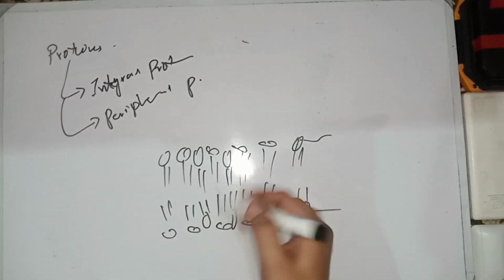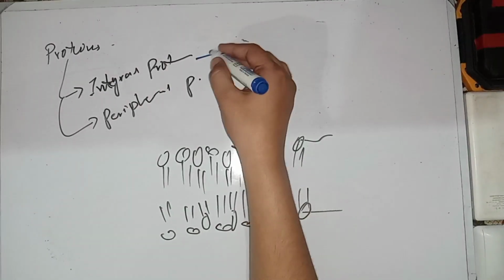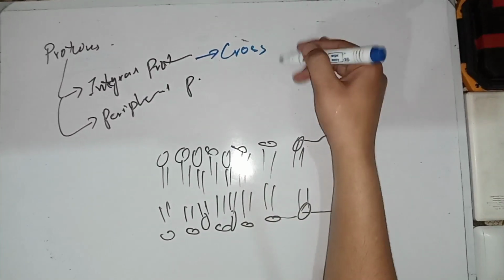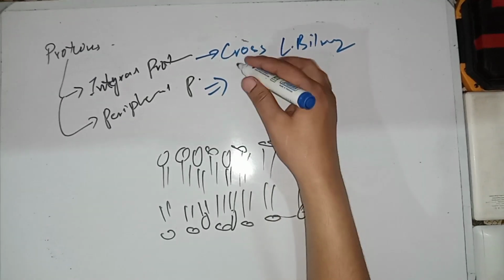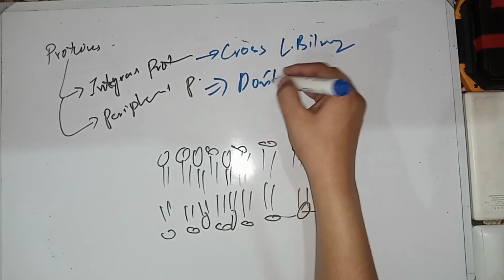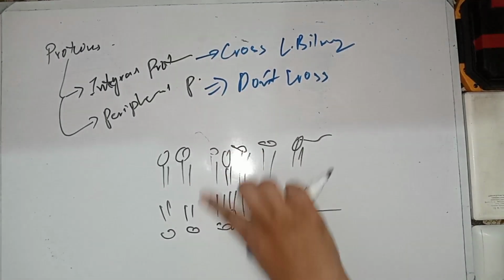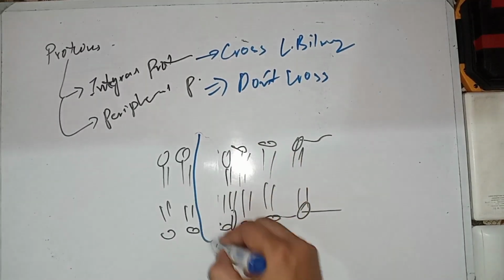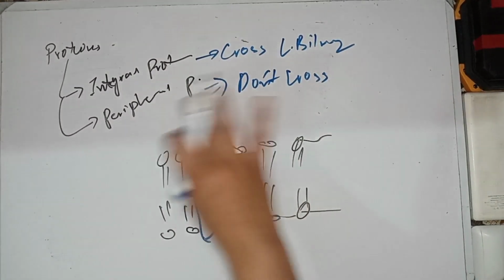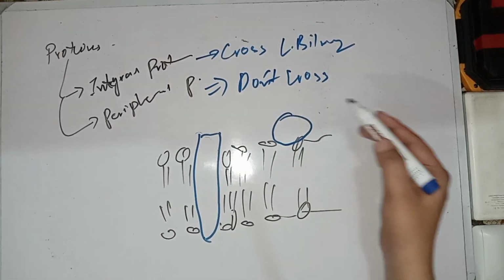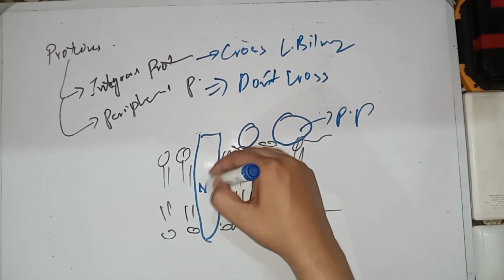So what are integral proteins? Integral proteins are those which cross the membrane lipid bilayer. However, peripheral proteins don't cross. Instead, they are attached peripherally. For example, if a protein crosses this lipid bilayer in this way, this is an integral protein. The peripheral proteins are attached at the periphery of the membrane. These are peripheral proteins and these are integral proteins.